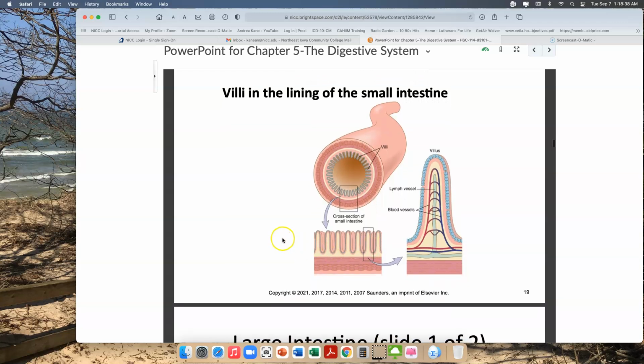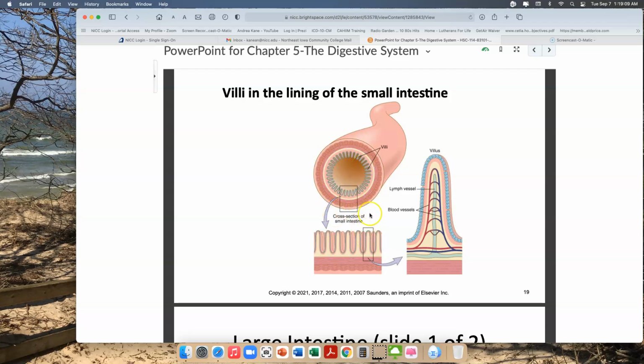How does that work where it's absorbing nutrients and sending it to the bloodstream? Well, these are some visuals to help you with that. This is a cross section of the small intestine. So if you slice someone's small intestine, this is what you would see. Notice on the very inside, you see these little squiggly, almost spirally, frilly type structures called villi.